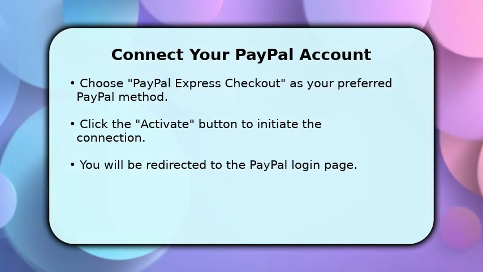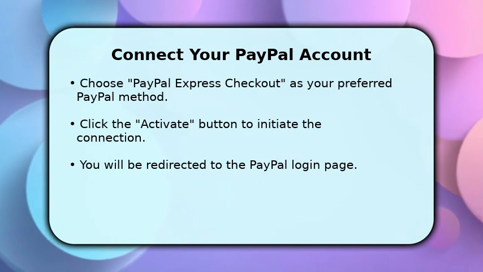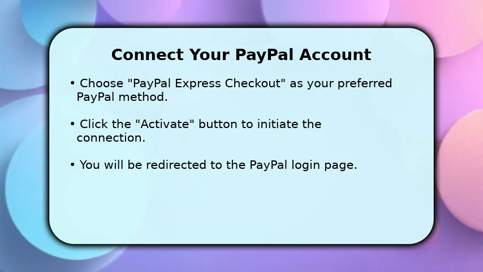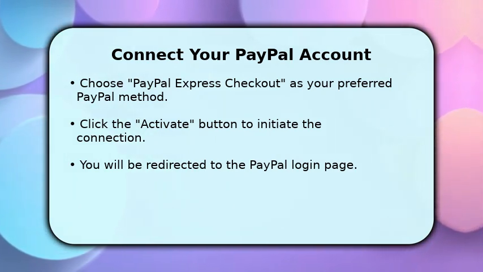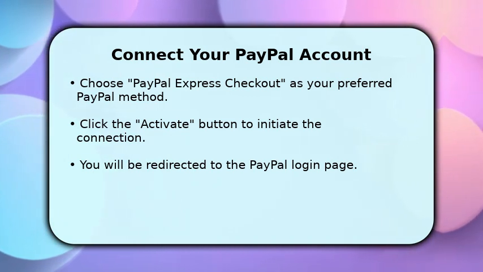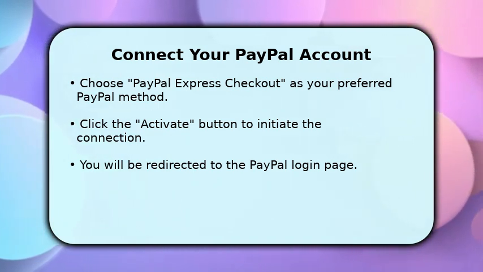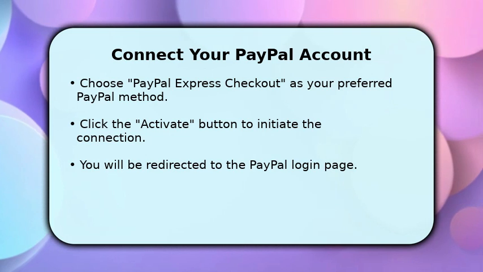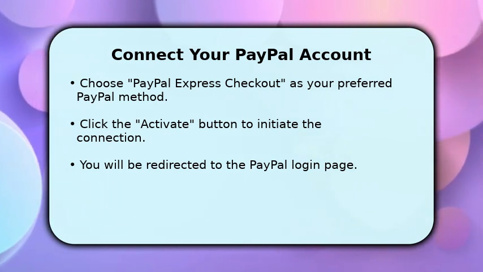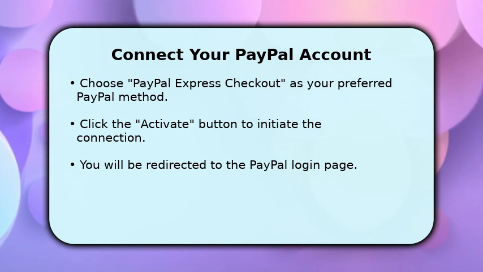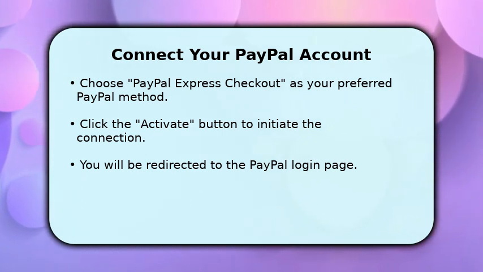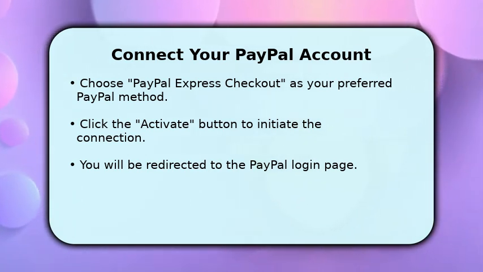Once you're in the Payments section, you'll see various payment providers. Look for PayPal and select PayPal Express Checkout. This is the recommended option for most Shopify stores. After clicking Activate, you'll be securely redirected to PayPal's website. Have your PayPal business account login details ready, as you'll need them to authorize the connection between your Shopify store and PayPal. This step ensures a smooth transaction flow.